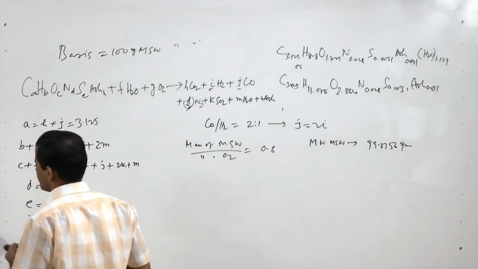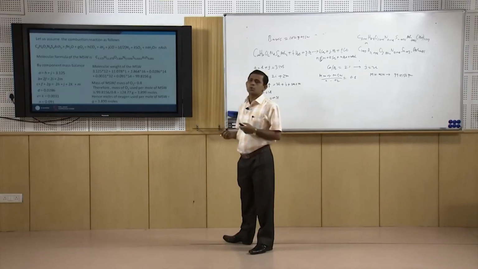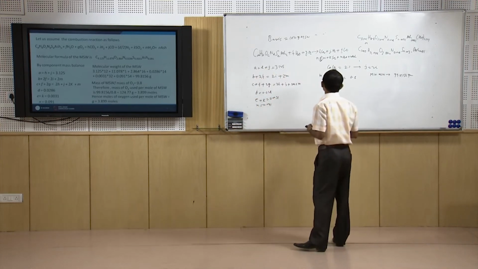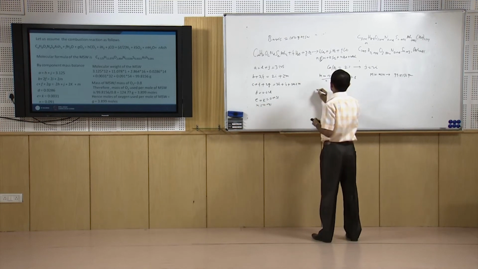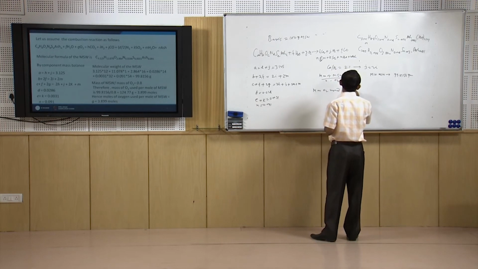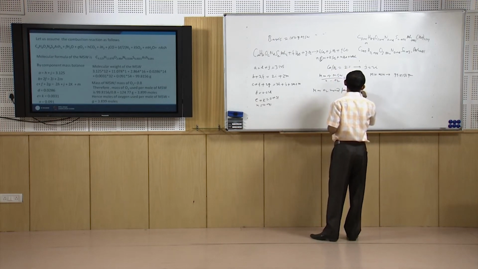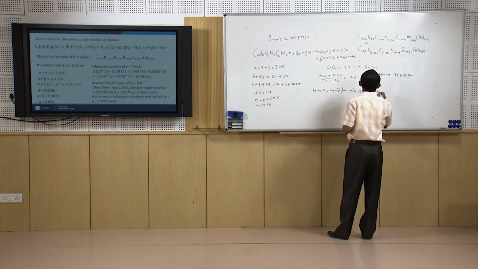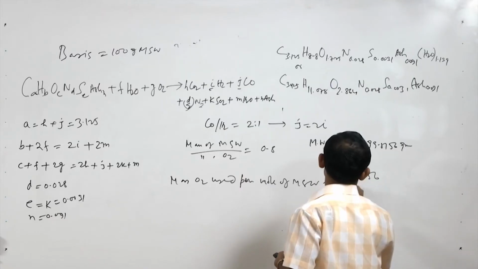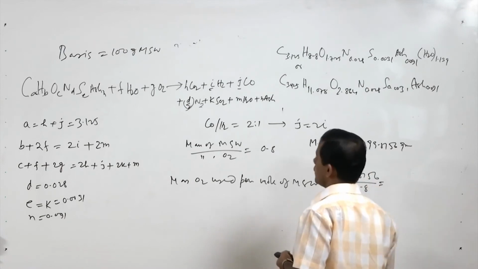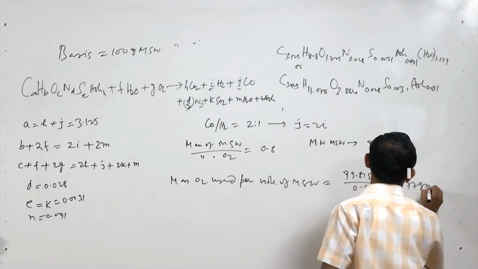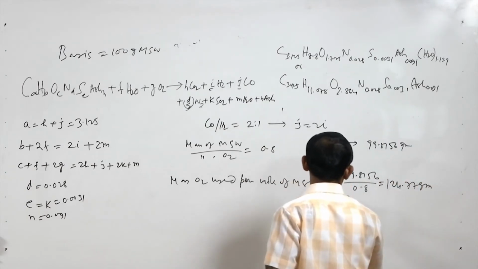Therefore, mass of O2 used per mole of MSW. So, mass of oxygen used per mole of MSW is equal to 99.8156 divided by 0.8, that is equal to 124.77 gram.